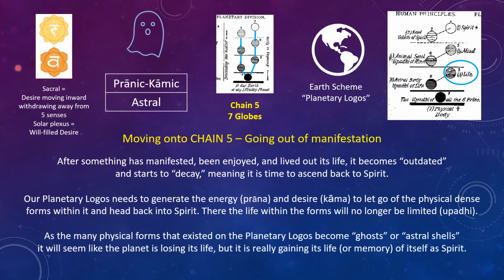And here are the chakras associated with chain 5 again, only they're going in the opposite direction now. They're going back up to spirit. So the sacral center is now starting to withdraw away from the realm of the 5 senses. It's kind of going back into the womb, so to speak. And the solar plexus is generating the will-filled desire to let go of the form that existed in chain 4.